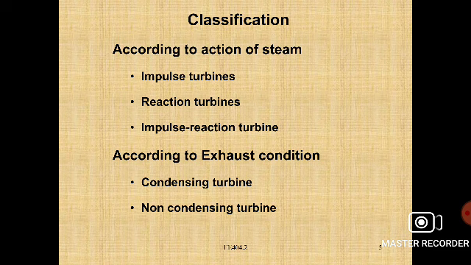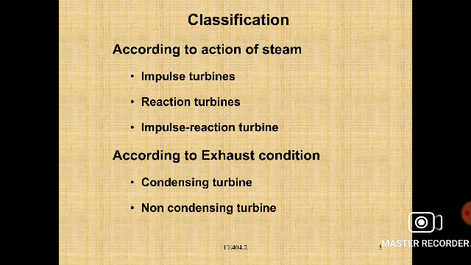Medium pressure turbines go up to 40 bar only. High pressure turbines are above 40 bar. Turbines operating at 225 bar and above are referred to as supercritical pressure turbines. And according to the number of stages: single stage and multi stage.